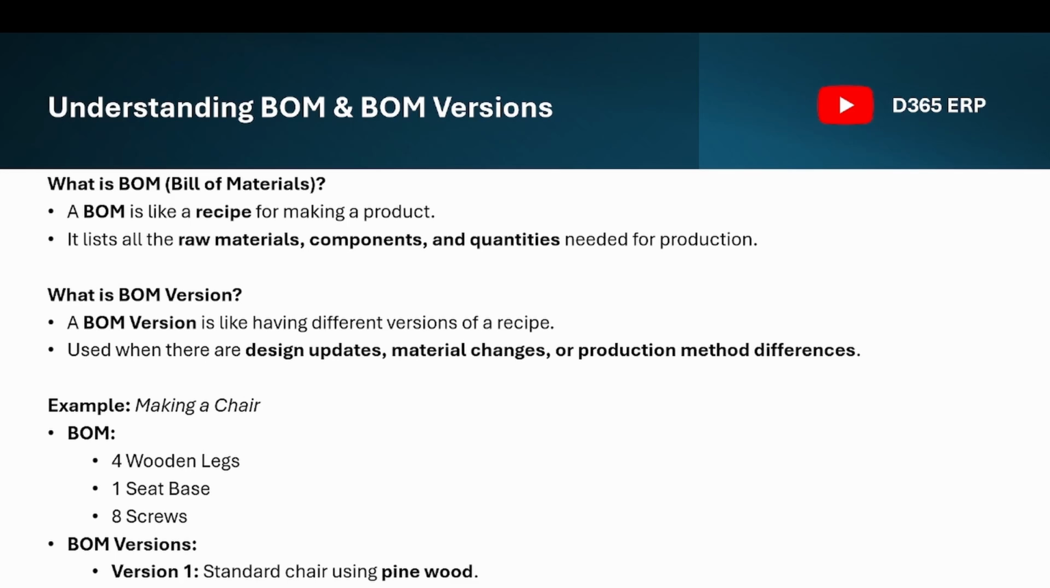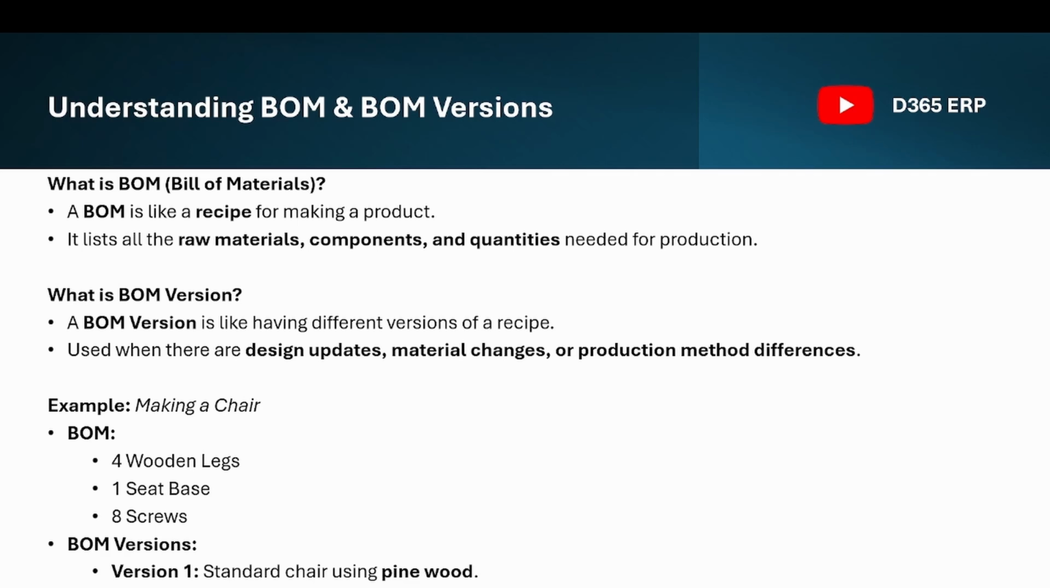So let's understand BOM and BOM version with one example. Let's say I'm making a chair. I'll keep this example simple for beginners. Let's say in making a chair we need three raw materials: one is wooden leg, one is seat base, and third is screw to join the whole chair. I also mention the quantity: 4 wooden legs are required, 1 seat base is required, and 8 screws are required to make one chair.